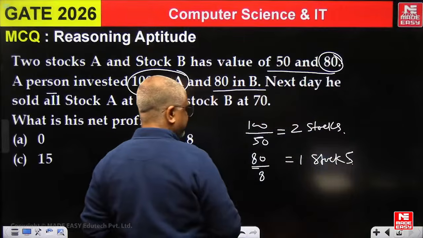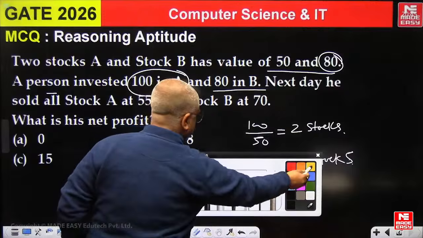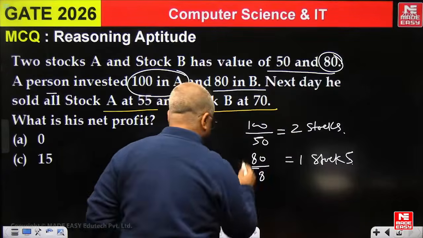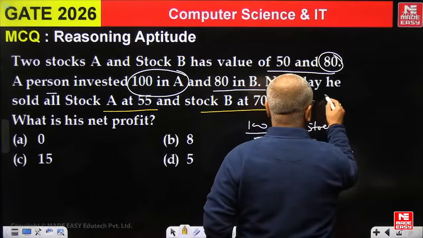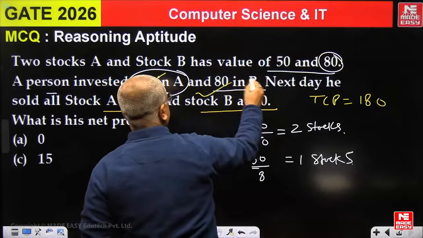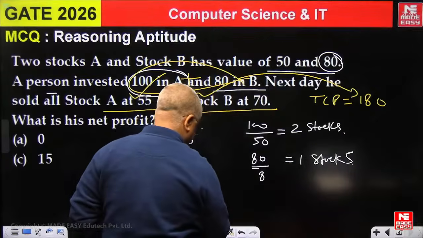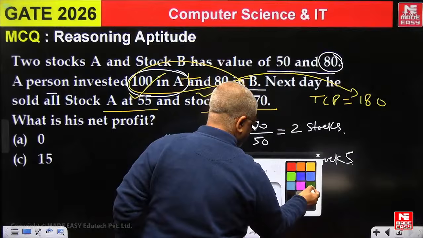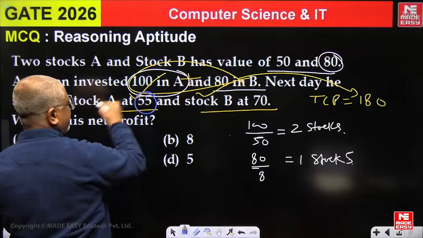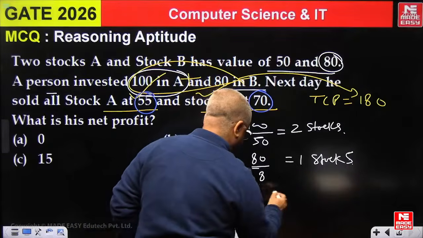One student sent me this. Now he sold one at 55. He sold the first one at 55 and the second one at 70. So our total CP was coming out to be 180, right? He invested 100 plus 80, which is equal to 180, and he is now selling them. And what is the selling price? 55 for A and 70 for B. So 2 stocks for 55.